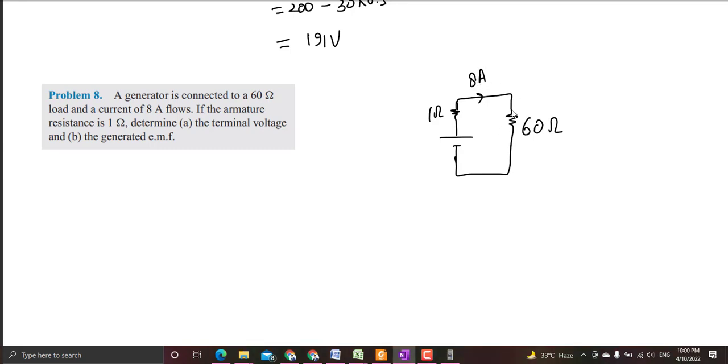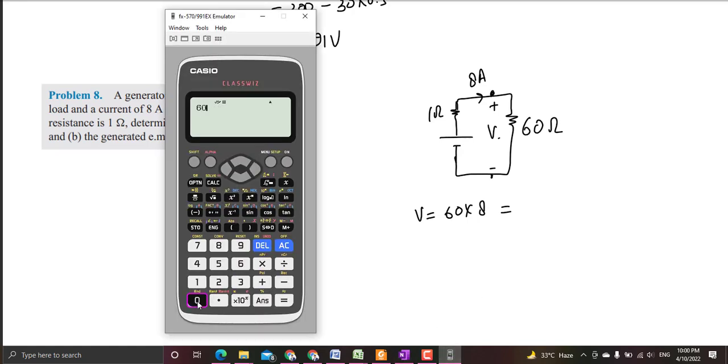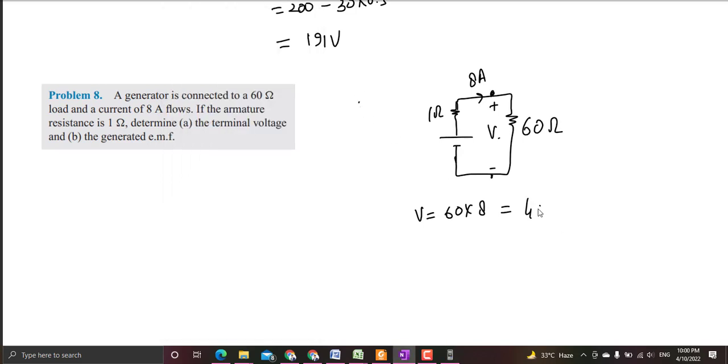Since 8 ampere current is flowing, let V be the terminal voltage. The voltage across the load will be 60 into 8 according to Ohm's law. So V is equal to 60 into 8 ampere, which is 480 volt. And EA we do not know, we have to find it.